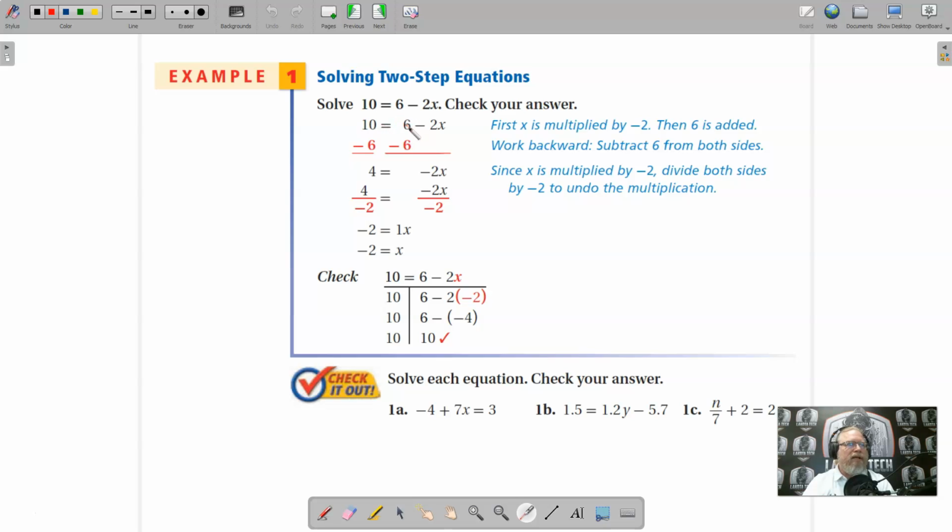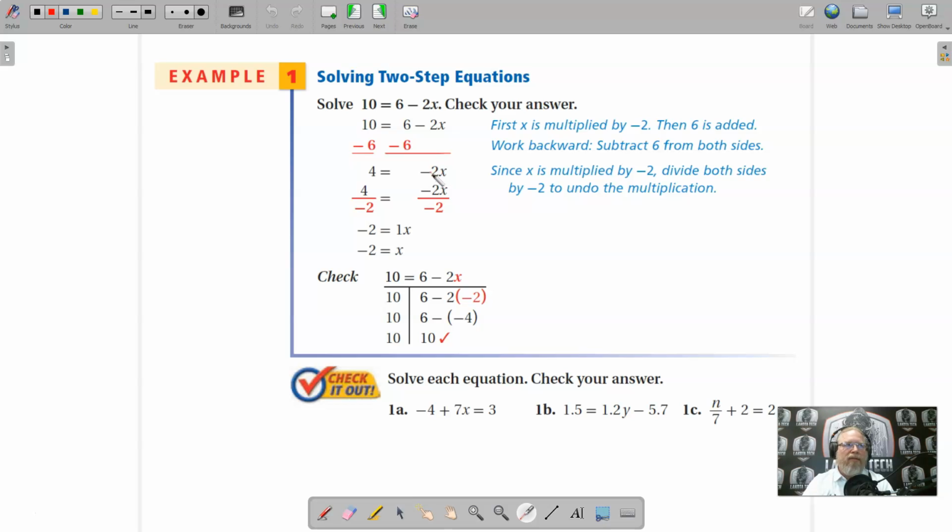So 6, this is a positive 6, right? It doesn't have a plus sign in front of it, but we do realize it's positive. So to get rid of the 6, we need a negative 6. What we do to one side, we're going to do to the other. The 6's are going to cancel each other, and 10 minus 6 is 4. And let's bring down this negative 2x right here. We now have 4 equals negative 2x.